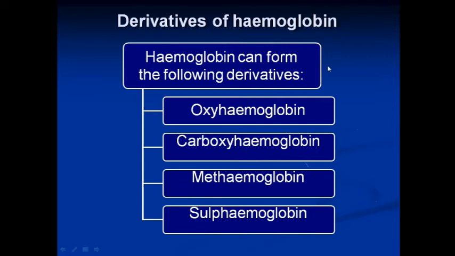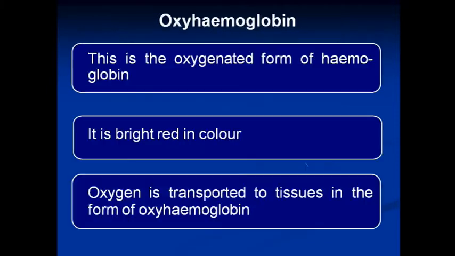Now come to the derivatives of hemoglobin. Hemoglobin can form the following derivatives: oxyhemoglobin, carboxyhemoglobin, methemoglobin, and sulfhemoglobin. Now one by one we will discuss. Oxygenated form of hemoglobin is bright red in color. Oxygen is transported to the tissues in the form of oxyhemoglobin.